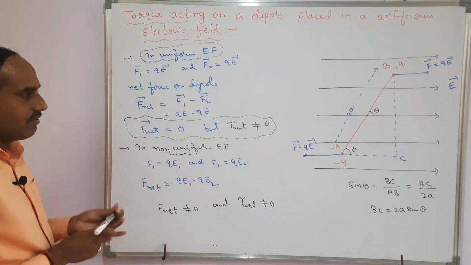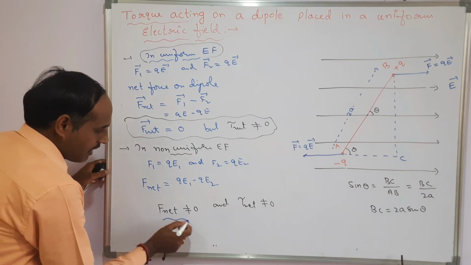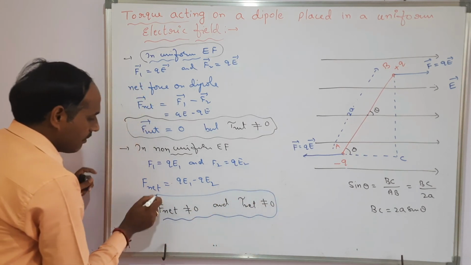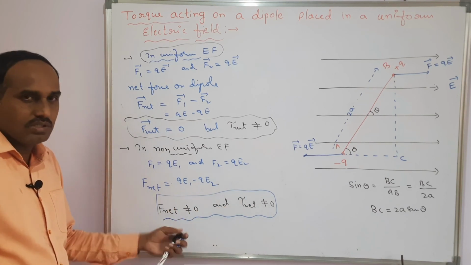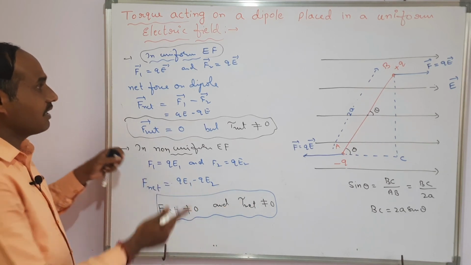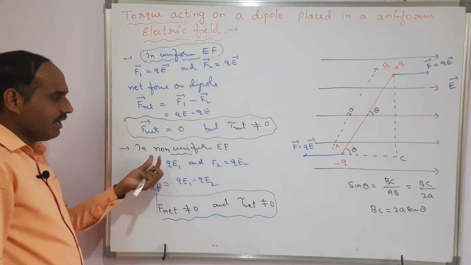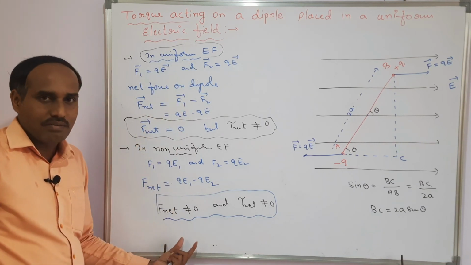So maybe they are giving some different options for a uniform electric field and a non-uniform electric field by changing these values: F net 0, tau net 0; tau net not equal to 0, it is 0, or reversing. Like that, 4 options are given based on the uniform electric field and the non-uniform electric field.